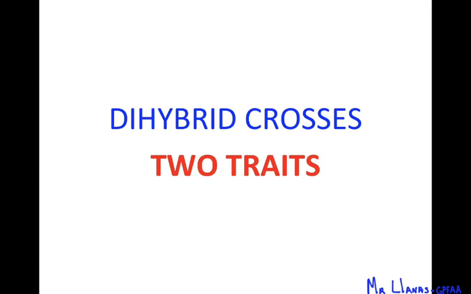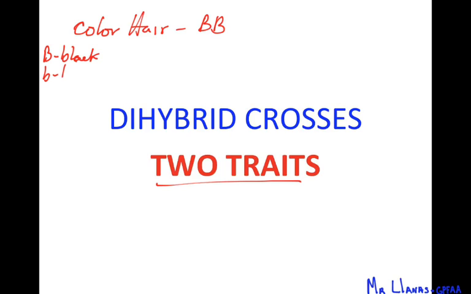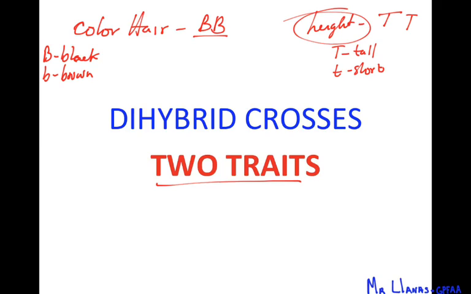Now, we worked with monohybrids in the other video. This video is over dihybrids, and dihybrids have to do with 2 traits. So instead of just looking at the color of the hair, which is, let's say, big B for black hair and little b for brown hair, you're also looking at the height of the organism. So it could be big T for a tall plant, and little t for short. So again, we're going to be looking at 2 traits: the height and the color of the hair.